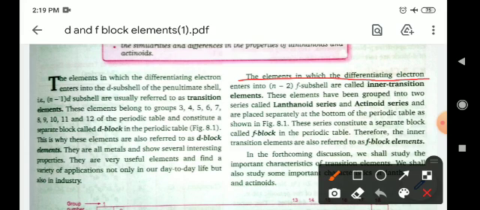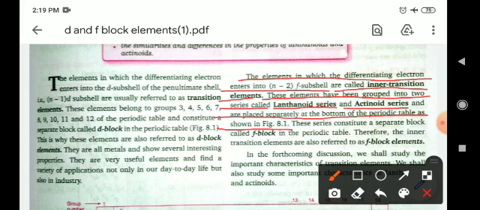The elements in which the differentiating electron enters into the (n minus 2) F subshell are called inner transition elements. These elements have been grouped into two series called the lanthanoid series and the actinoid series, and are placed separately at the bottom of the periodic table as shown in figure 8.1. These series constitute a separate block called the F block in the periodic table. Therefore, the inner transition elements are also called F block elements.